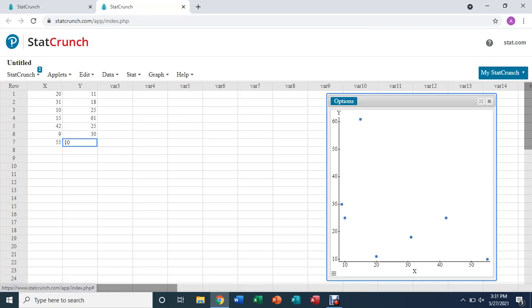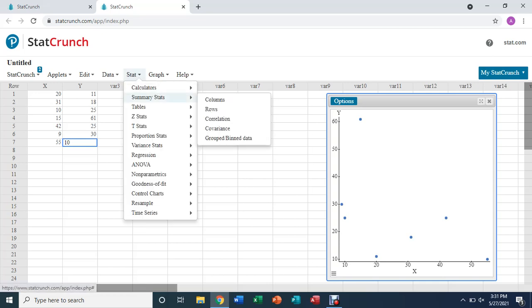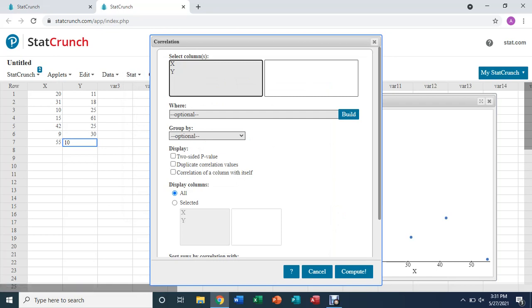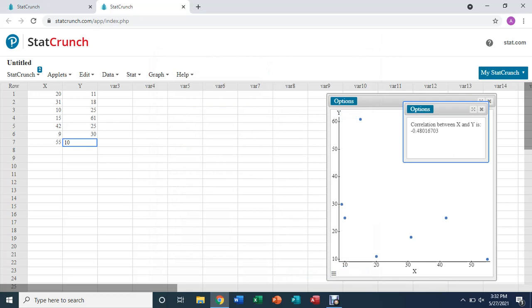So to find the correlation, you go to summary stat and choose correlation and highlight both of them. So highlight x and hold control and highlight y, and then press compute. So here is the correlation coefficient between x and y. Looks like negative 0.48.